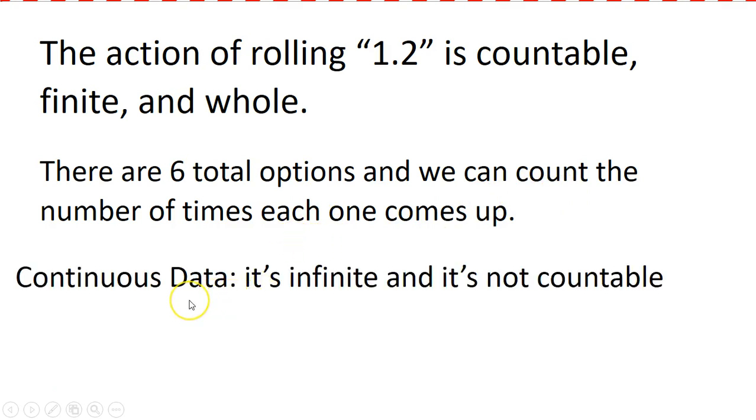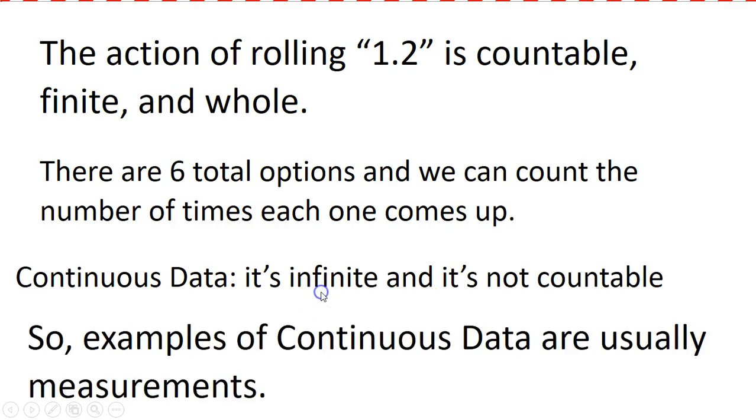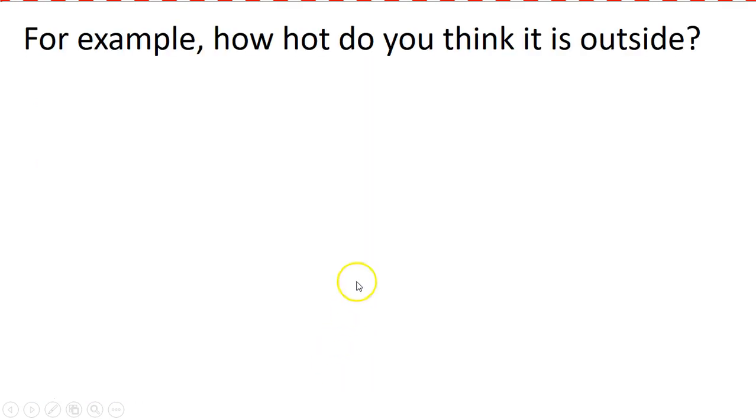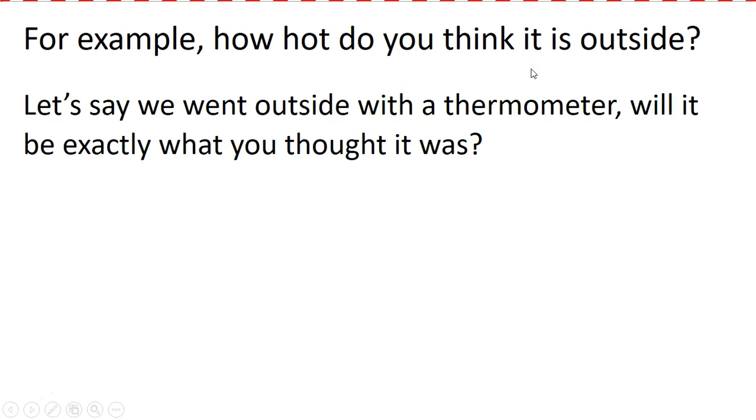There are 6 total options, and we can count the number of times each of them come up on your die. But then you have the other type, and the other type is a continuous data set, and it's infinite, and it's not countable. So it's infinite, goes on forever. An example of continuous data are usually measurements of some kind. For example, how hot do you think it is outside? Let's say we went outside with a thermometer, and will it be exactly what you thought it was? I go, yeah, it's 42 degrees.